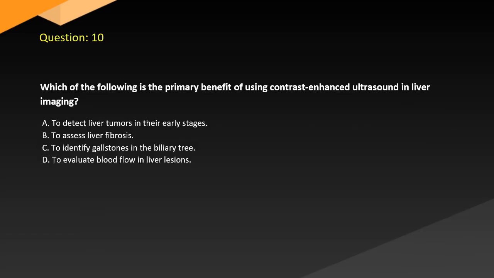Question 10. Which of the following is the primary benefit of using contrast-enhanced ultrasound in liver imaging? A. To detect liver tumors in their early stages. B. To assess liver fibrosis. C. To identify gallstones in the biliary tree. D. To evaluate blood flow in liver lesions.